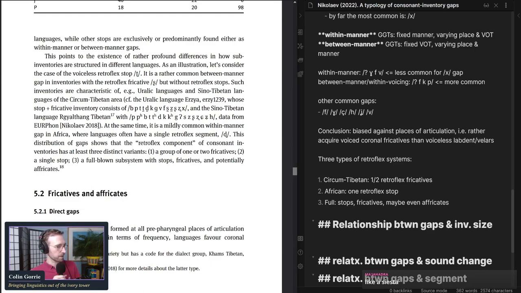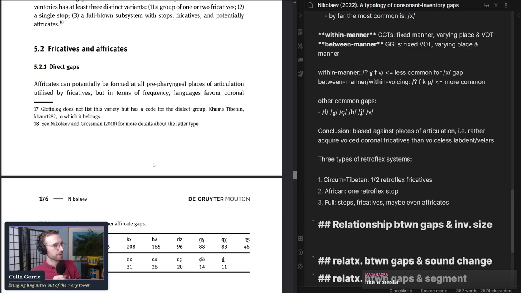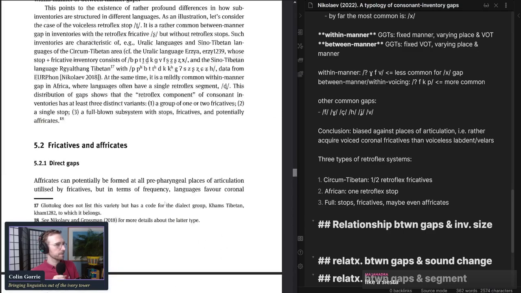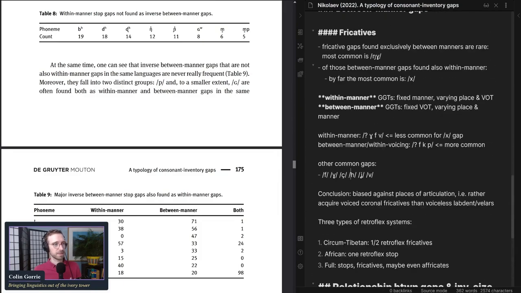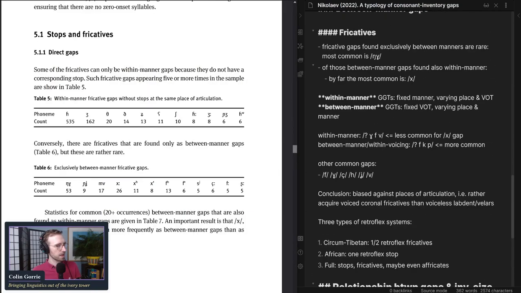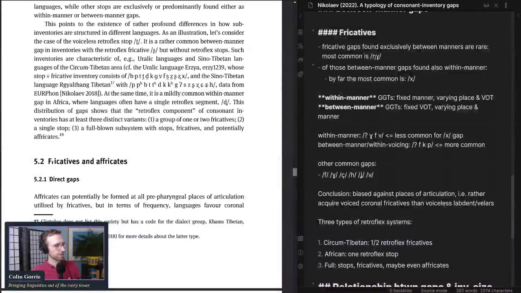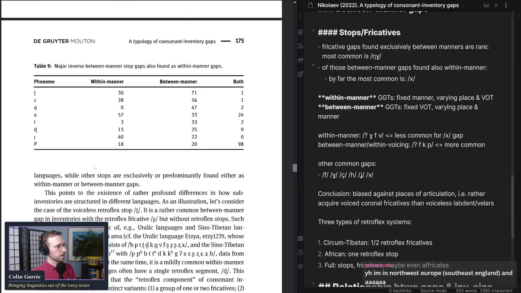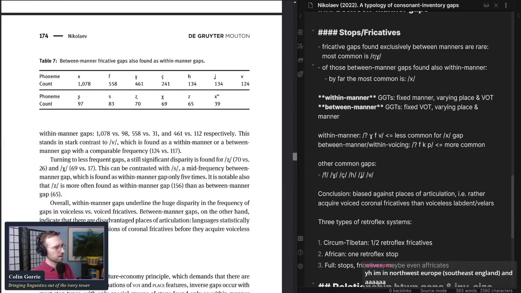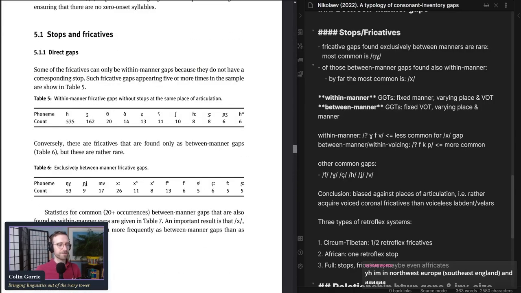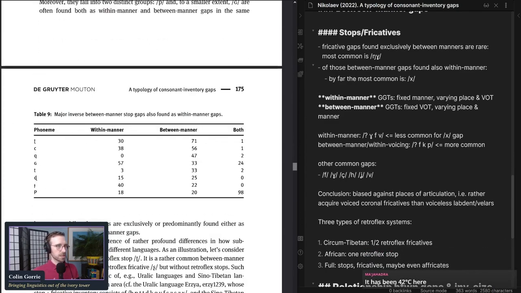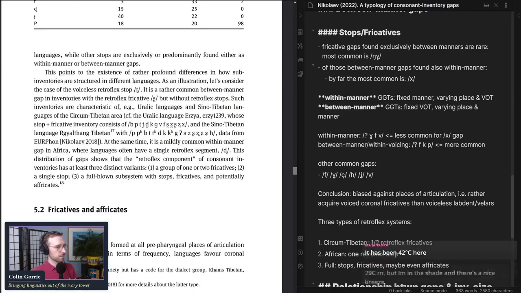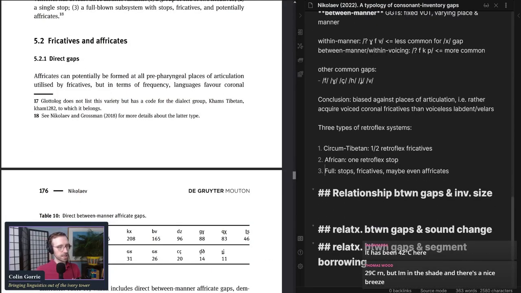Alrighty, where were we? Fricatives and affricates. Didn't we just do fricatives? Oh no, we were doing stops. But sometimes I wonder. Stops and fricatives. Fricatives and affricates. I guess we're talking about fricatives a lot. I'm kind of confused there. Oh, this is comparing stops and fricatives, because we're between manner. Okay. So stops and fricatives, fricatives and affricates.